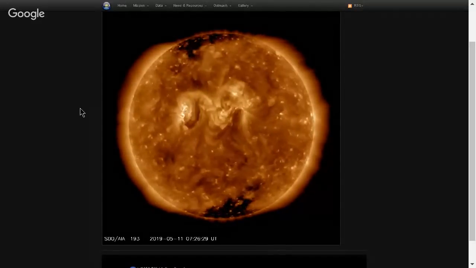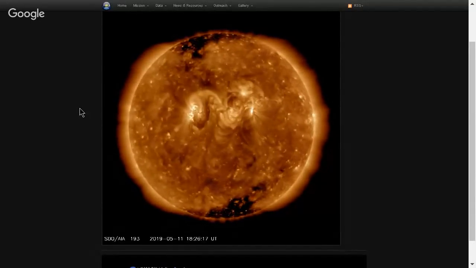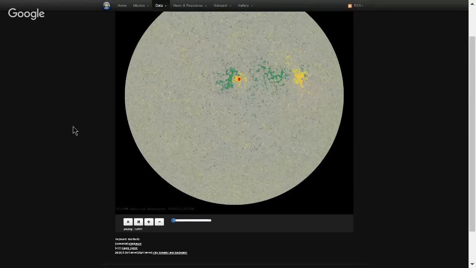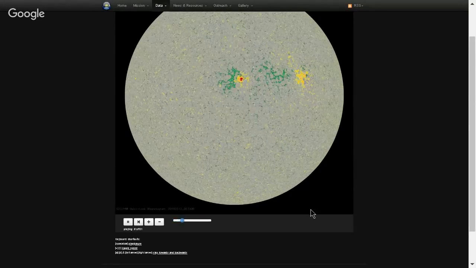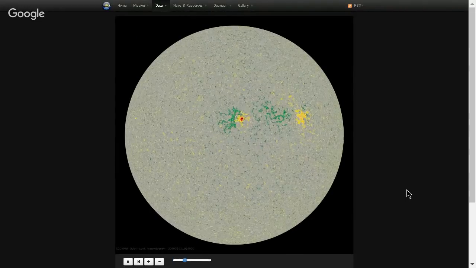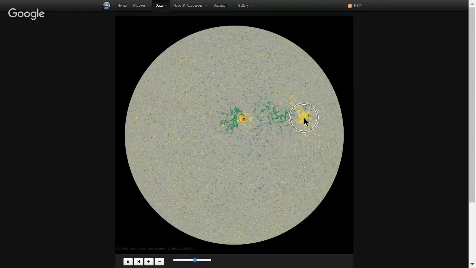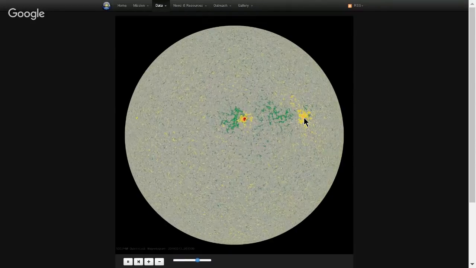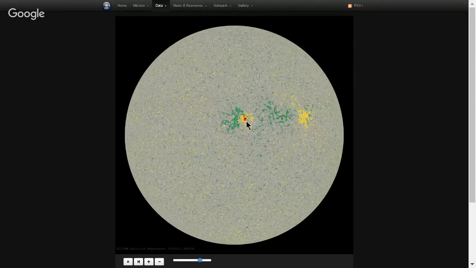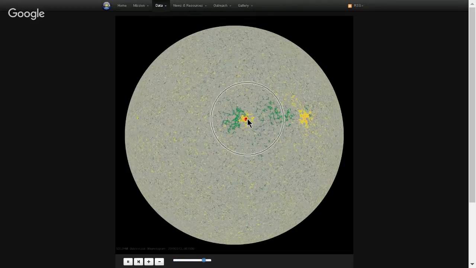All right. So there it is at 193 angstroms. Here's just today. We're looking at about 8 hours. Sunspot 2740 degrades, and 2741 remains stable.